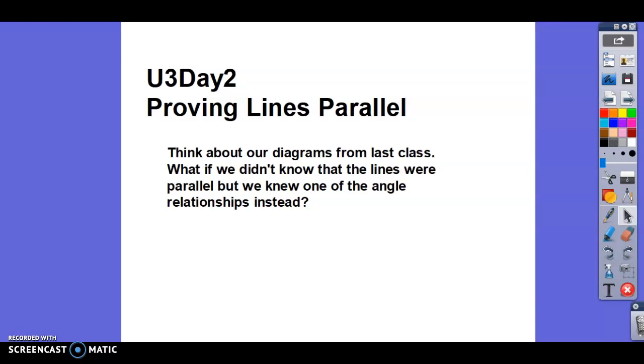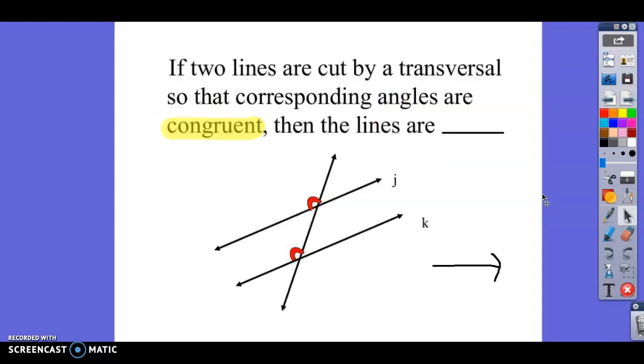For example, and you don't really need to write anything down for this. You can have this printed and write it down, or you can just listen. But I need your attention.